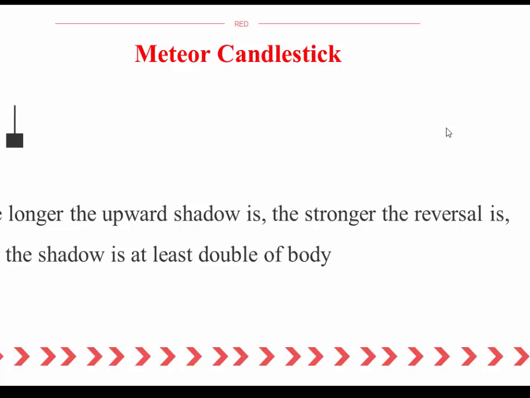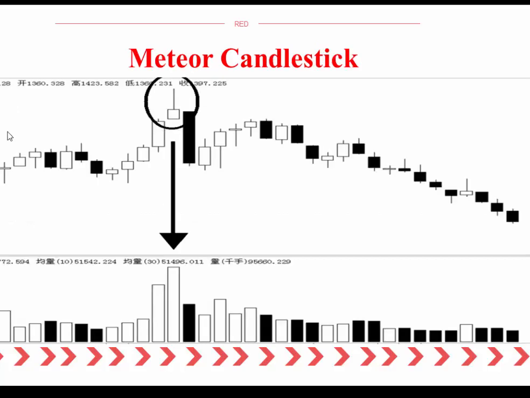The stronger the upward shadow is, the stronger the reversal is, and the shadow is at least double the body. So if you see this candlestick appears at the top, you should sell out. Okay. This is very important for us. And how to judge? The shadow is at least double of the candlestick's body. Okay. So this is a candlestick like this.